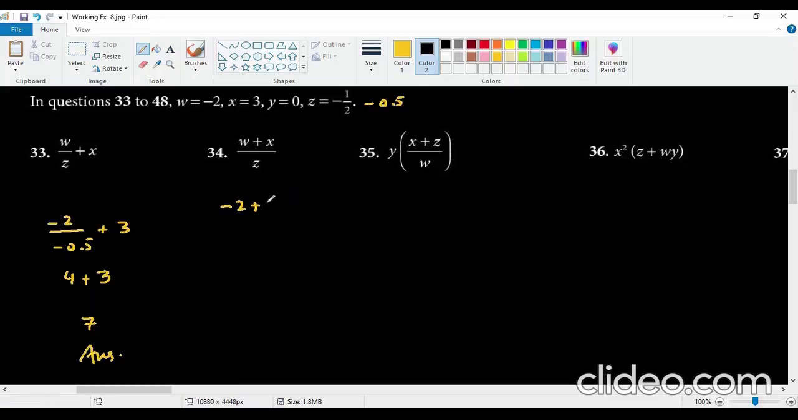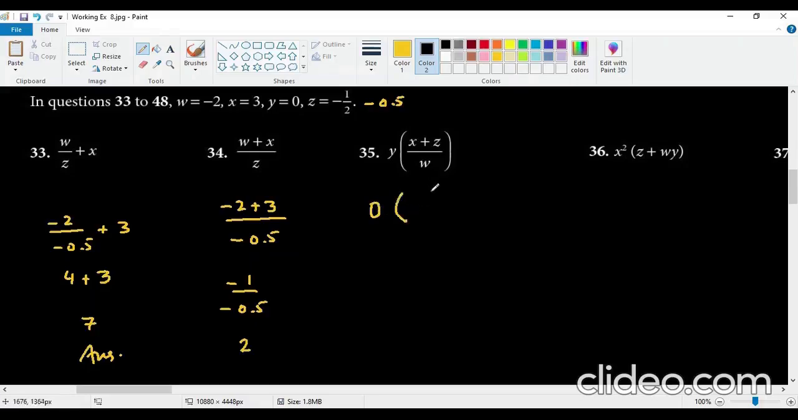Now w is in question number 34. W is negative 2, plus the value of x is 3, divided by z, which is negative 0.5. So negative 3 plus 3 is going to give you, negative 1 in fact, divided by negative 0.5. So 1 divided by 0.5 is going to give you a 2. So positive 2 is going to be your answer.